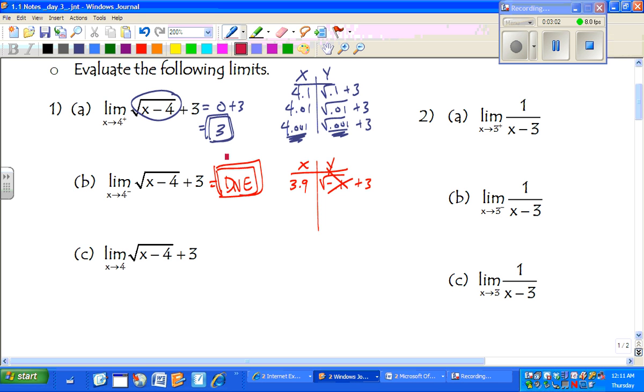And as we talked about the past couple of days, if the two one-sided limits aren't the same, then our overall limit does not exist. Remember, the two one-sided limits have to be the same in order for the limit to exist.